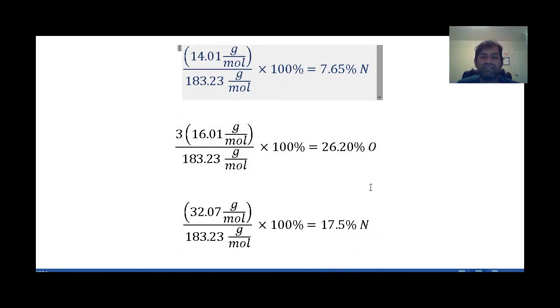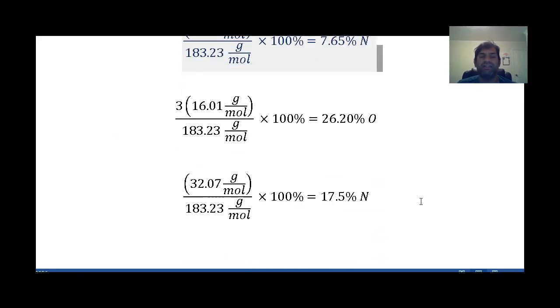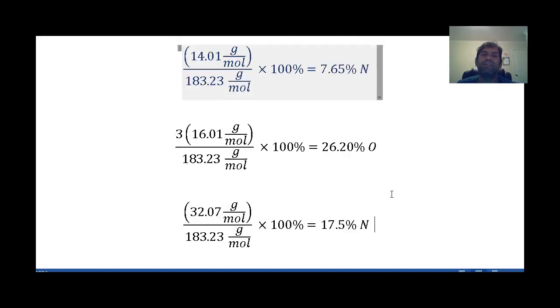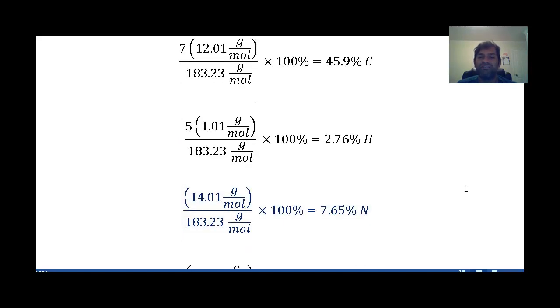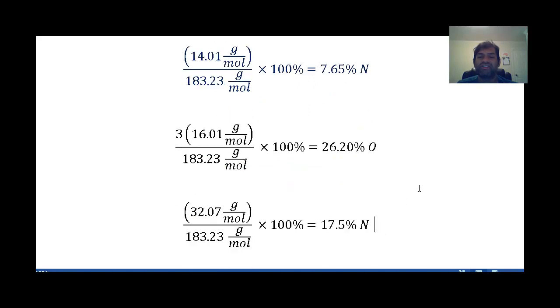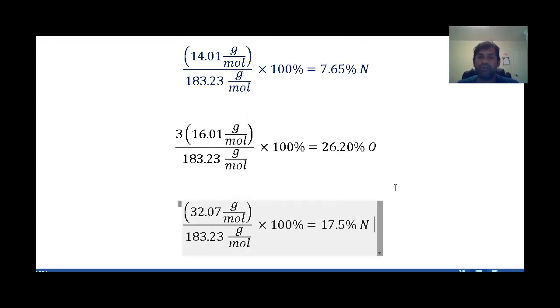And then finally for sulfur, which corresponds to this last element here, there's 1 mole or 1 atom of sulfur, and that divided by the whole mass is 17.5% sulfur after we multiply it by 100 to get it as a percentage. One final thing we can do here is add the percentage of carbon plus the percentage of hydrogen plus the percentage of nitrogen plus the percentage of oxygen, and finally add that to the percentage of sulfur, and we should get 100%, and in fact they do all add up to 100%.